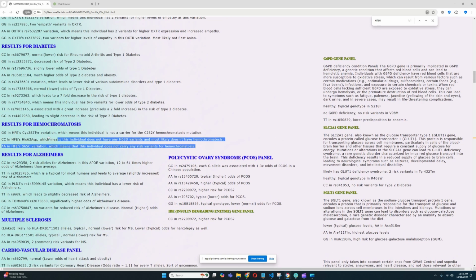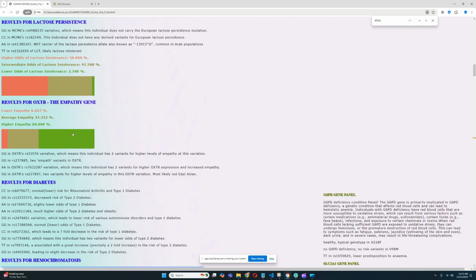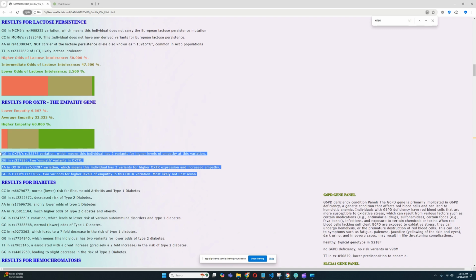She doesn't carry any risk variants for hemochromatosis. She's predicted to have higher level of empathy on the basis of these 4 variations. So based on these 4 genotypes, she's got a higher level of empathy. Wow, that's really cool.